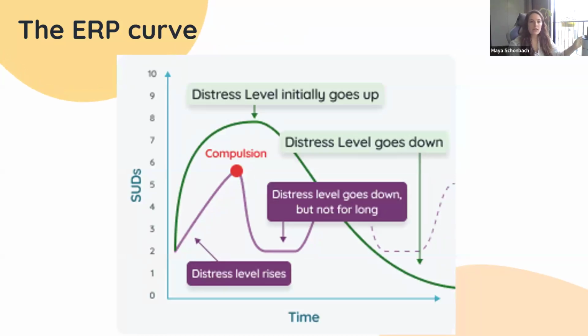Okay, so now let's look at the ERP green curve. So when you face your intrusive thoughts without doing compulsions, this is what ERP is. Your anxiety rises at first. And see, in the green line, it actually rises even higher than the purple line.